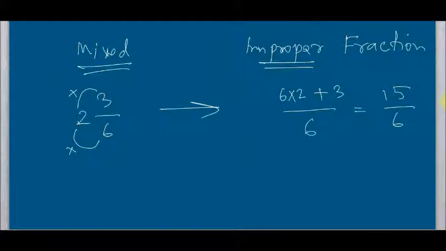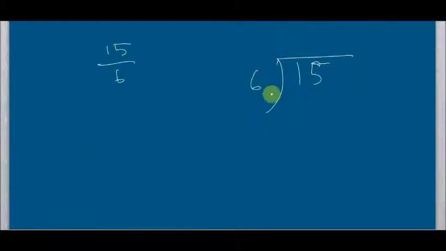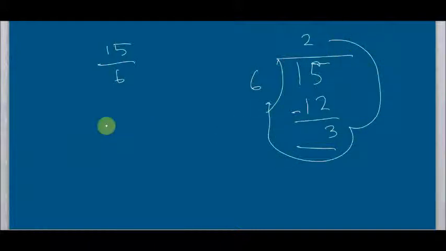Okay, and again if we want to convert the improper fraction 15 by 6 into a mixed fraction, then what will you do? You just divide the numerator 15 by 6. 6 twos are 12. Right, we will be left here with 3. You write 2 3 by 6.